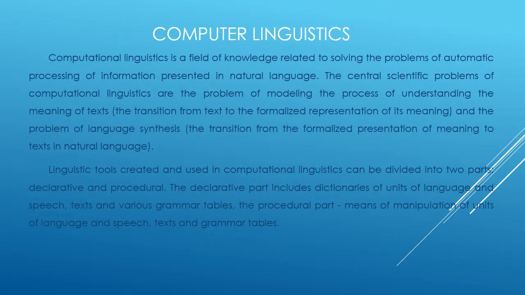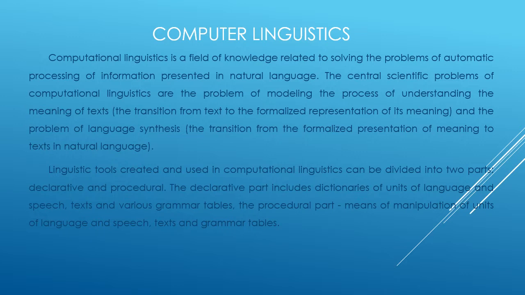Computational linguistics is the field of knowledge related to solving the problems of automatic processing of information presented in natural language. The central scientific problems of computational linguistics are the problem of modeling the process of understanding the meaning of text, the transition from text to the formalized representation of its meaning, and the problem of language synthesis, the transition from the formalized presentation of meaning to text in natural language.